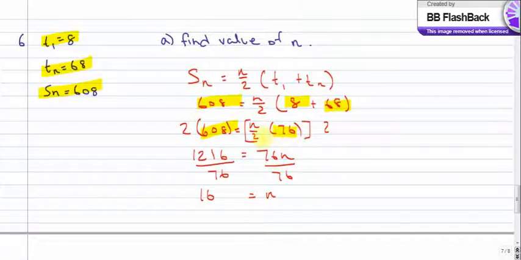But what we have to do is get rid of the divided by 2. So we multiply both sides by 2. That gets rid of the division. So we have 1,216 equals 76n. Now we have to get rid of the 76, so we divide both sides by 76, giving us a final answer of 16. That means there are 16 terms in that sequence.